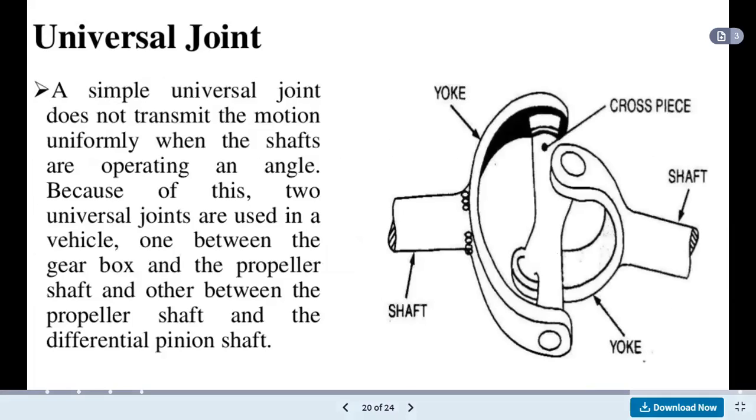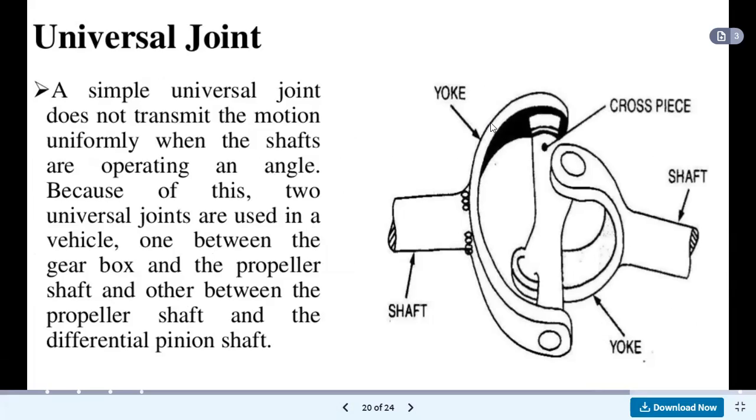If we see the diagram, this is the universal joint. This is the actual shaft. Then this is the yoke. This is again a yoke part, the second yoke part. Then the cross piece is provided, and this is again the shaft. So from this, on the left side, if we consider the gearbox is there, this is actually connected to the main shaft of the gearbox.